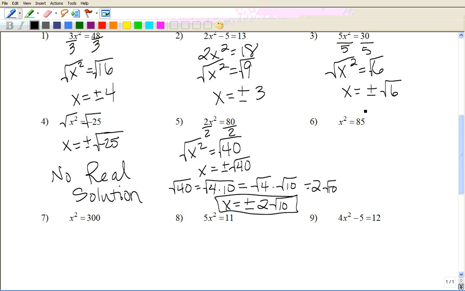Okay, now number 6. Take the square root of both sides, I get x equals positive or negative square root of 85. I need to think, can that be simplified anymore?